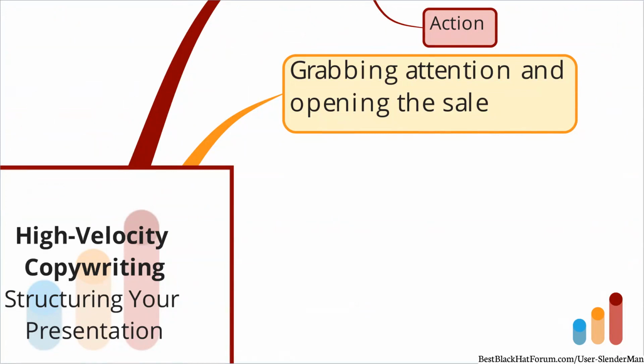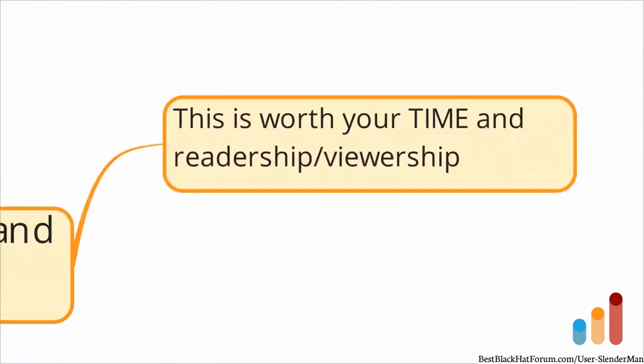So, inside of each of these 3 lessons, you're going to actually make not 1, but 3 sales that move people through to the next step. So in grabbing attention and opening the sale, the first sale that you're going to need to make is that this is worth your time and readership or viewership, or I guess listenership, whatever media you're presenting your selling message in. The first sale that you have to make is you have to get somebody to actually pay attention and commit the time to hearing you out.